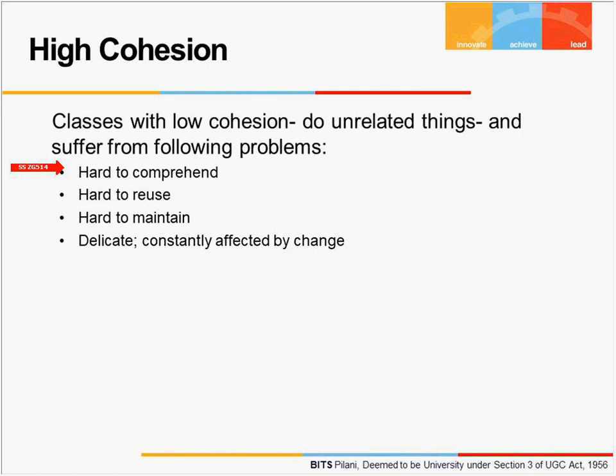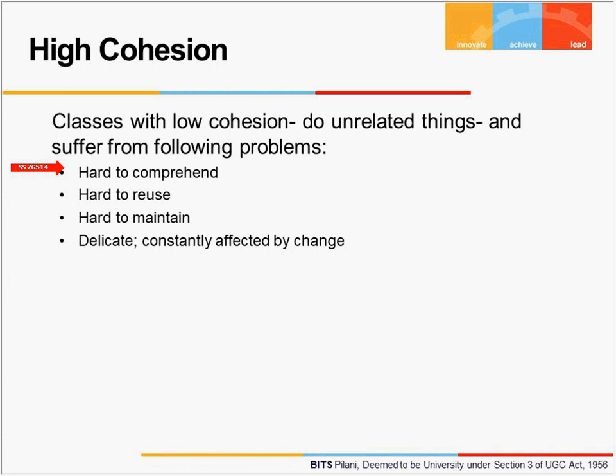It becomes hard to reuse as well as hard to maintain. Involved in so many tasks, you cannot plug it out and put it into another system. Right? It's hard to maintain. If it is doing n number of tasks, its coupling will be high. Right? So n changes in related classes will affect this class. So it becomes really delicate and constantly affected by change. Right? So those are the drawbacks of having a class which has low cohesion.